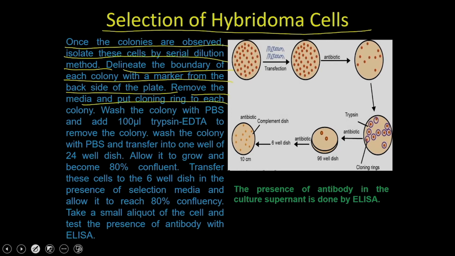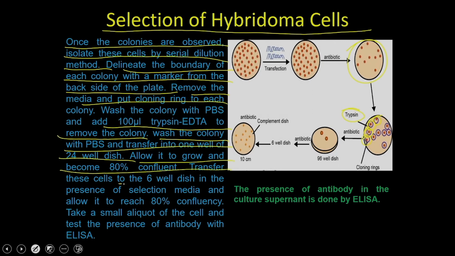For example, you first got this number of hybridomas. What you can do is put the colony chambers, and then you add trypsin EDTA to trypsinize and remove the colony, and then you wash the colony with PBS and transfer it into 1 well of a 24 well dish, allow it to grow and become 80% confluent. Transfer these cells to a 6 well dish, and subsequently bring it to the 10 centimeter dish, and then ultimately take a small aliquot of the cells and test the presence of the antibody with the help of ELISA.